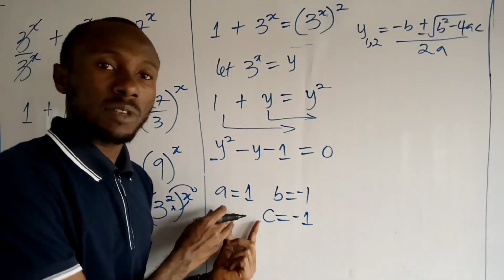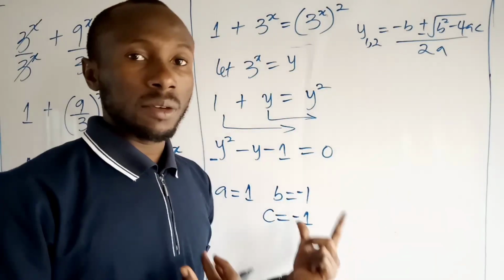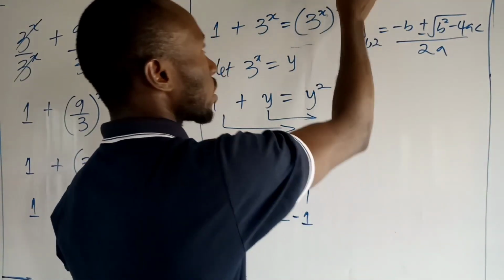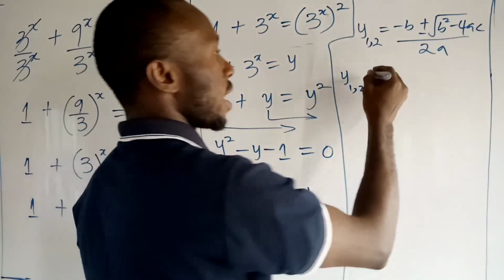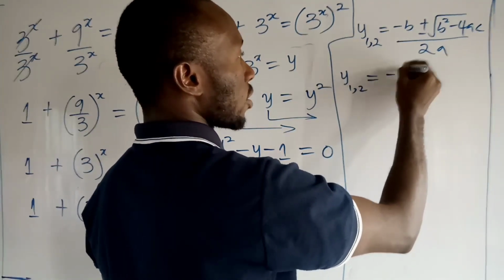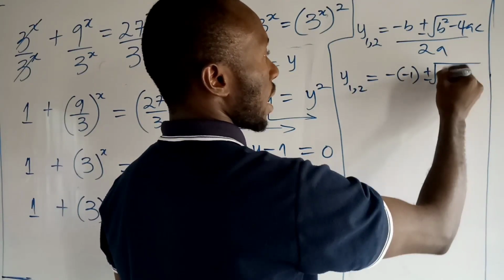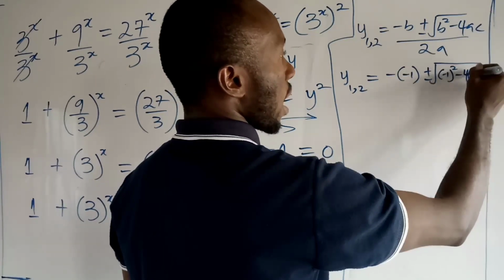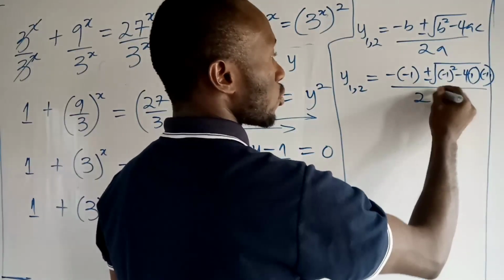So you can see I have the values of a, b, and c, and I'm going to plug them into this formula to obtain the values of y. So this is going to become y1, 2. y1, 2 is equal to minus b, which is minus 1, plus or minus the square root of minus 1 squared minus 4 times 1 times minus 1, all over 2 times 1.